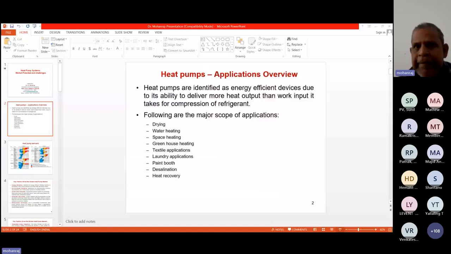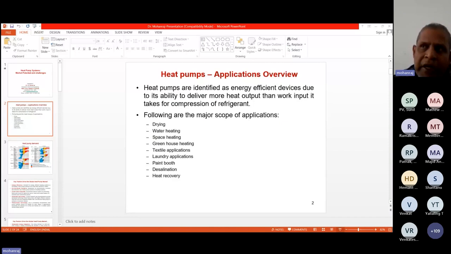Okay. So I'm going to give brief information about some scope of applications from my point of view. It may be for drying, water heating, space heating, as you already mentioned in the earlier slides. In extension to that, we have applications in greenhouse heating. During the daytime, we heat using solar energy, but during night time, we can utilize energy efficient heating systems like heat pumps.